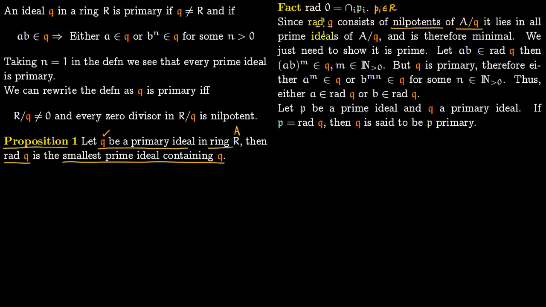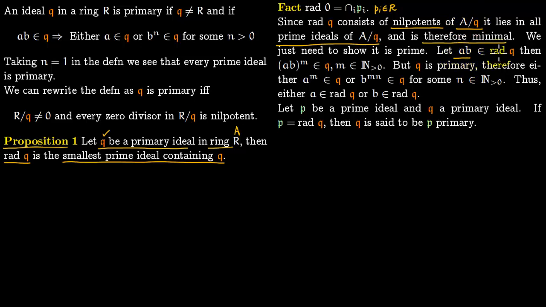And since it consists of nilpotents, the radical of 0 is nothing but the nilpotents, so this radical of Q becomes the nilpotents of this ring. So the radical of Q lies in the intersection of all prime ideals of A modulo Q. In some sense, if it is a prime ideal, it will be the minimal prime ideal. So therefore it is minimal, and the only thing left to show is that it is a prime ideal. What we are saying is this radical of Q would lie in the intersection of all prime ideals of this ring, precisely because the radical of Q is the radical of 0 of this ring A modulo Q.